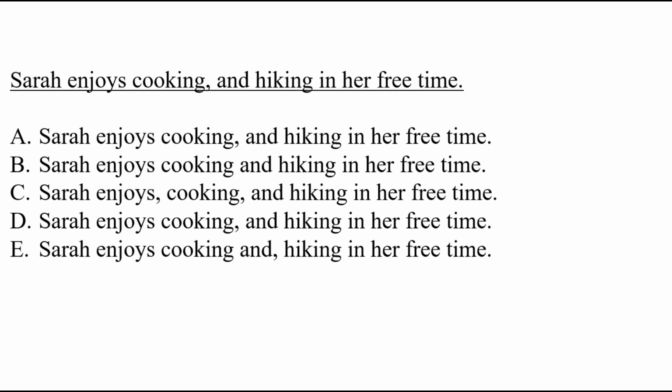Which version correctly uses a comma? Please pause the video, think about the answer, and share your answer in the comments. Let's test your comma prowess.